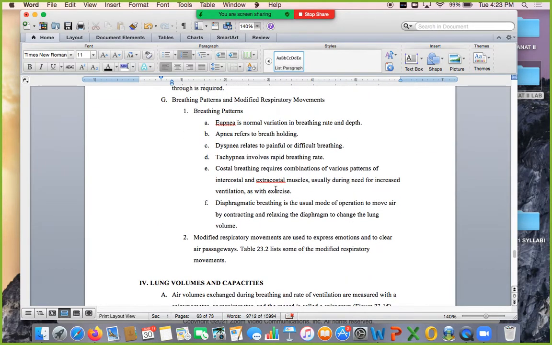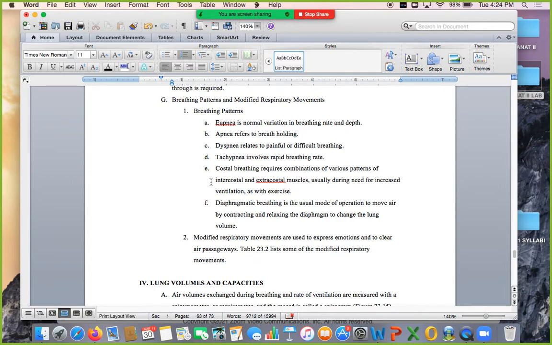Okay, specialty breathing patterns include eupnea, when we have normal variations, that's normal breathing. Apnea is when we are holding your breath. You may have heard this in relation to sleep apnea. Dyspnea is when we have difficult breathing or it hurts for the individual to breathe. Tachypnea involves a very rapid breathing rate. It's normally combined with abnormal circulation. This is one of the first symptoms of shock as well.